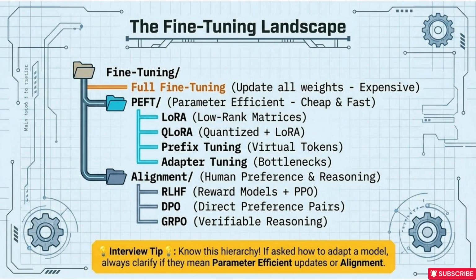Now let's look at the big picture. Fine-tuning techniques can be divided into two major categories. First is model adaptation, where we modify the model to perform a task better. Examples include full fine-tuning, LoRA, QLoRA, prefix tuning, and adapter tuning. Second is alignment training, where we train the model to produce responses that humans prefer. Examples include RLHF, DPO, PPO, and GRPO. So remember this simple rule. Adaptation improves task performance, while alignment improves response behavior.